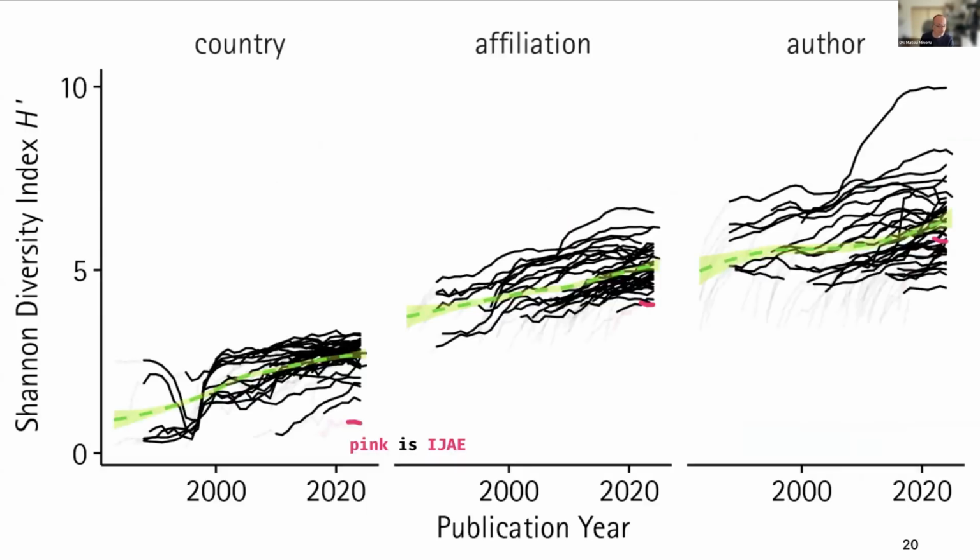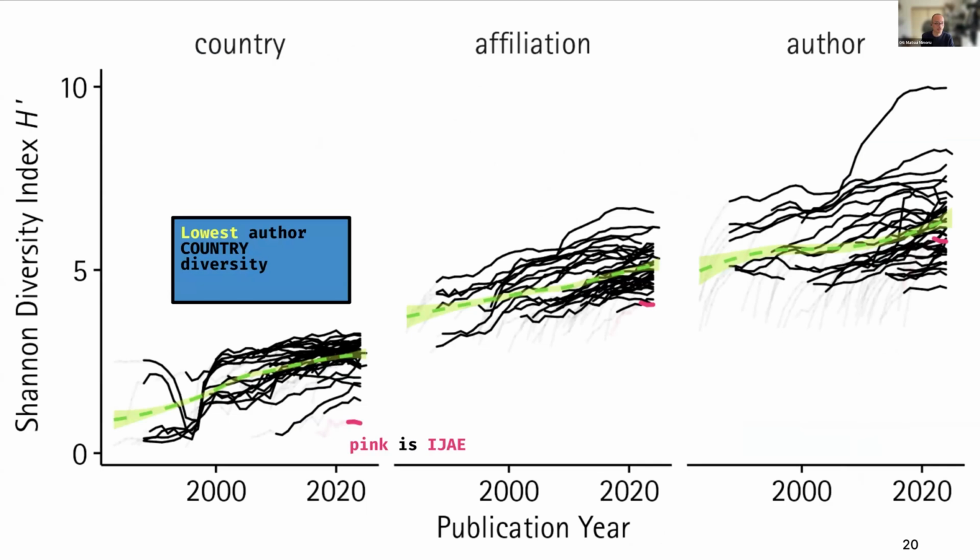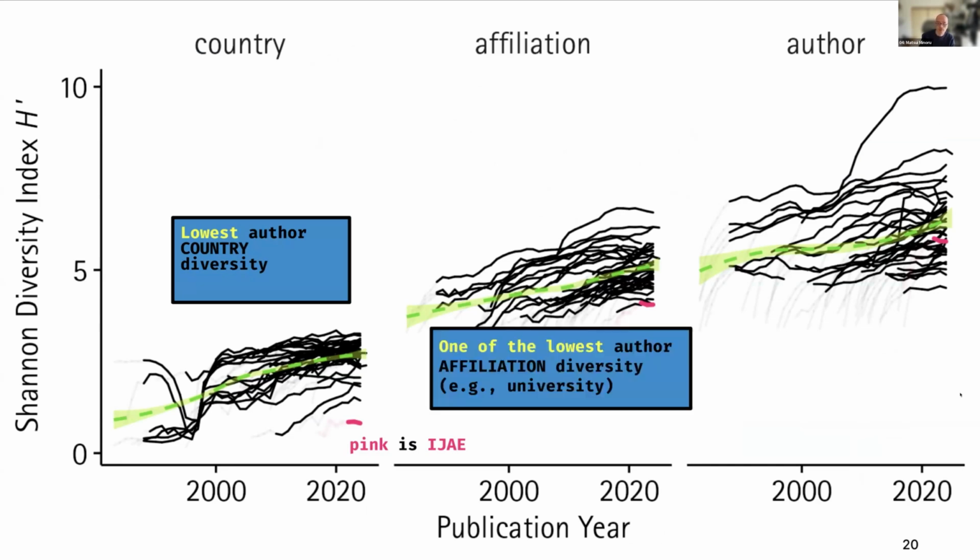And for author diversity, I have calculated it by the Shannon Diversity Index. For country diversity, it has the lowest author country diversity. So it means that IJAE is from a really selected number of countries, in this case, Japan. And it has one of the lowest author affiliation diversities, so not so many diverse universities. But for authors, there is a mediocre level of author diversity. So lowest in country, mediocre in author.